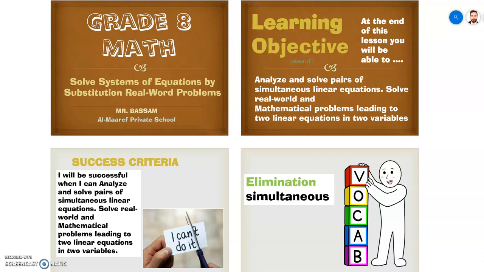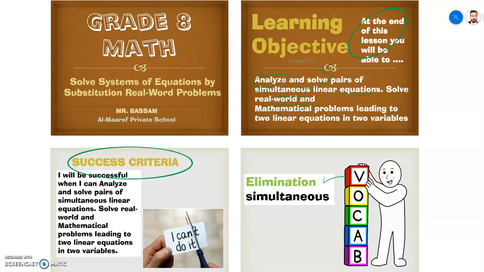Let's start our lesson today: solving a system of equations by substitution, real world problems. Our learning objective is that at the end of the lesson, you will be able to analyze and solve pairs of simultaneous linear equations and solve real world problems. Your success criteria today: you will be successful when you can analyze and solve pairs of simultaneous linear equations, and solve real world problems in two variables.